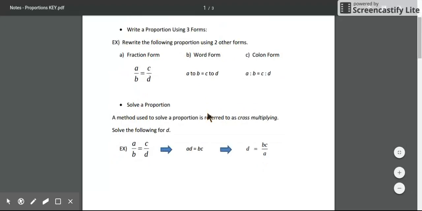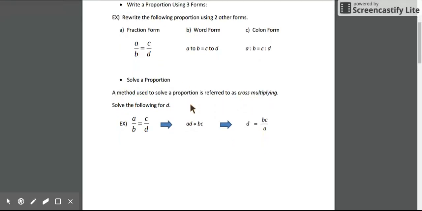To solve a proportion, to find one of these unknown values, if we're missing one of those values, we use a method called cross multiplying. So the way that we can cross multiply is to think about multiplying diagonally. So if I want to rewrite this proportion after I cross multiply, I'm just going to look at my two diagonal products here. I could do A times D and then set it equal to the other diagonal multiplication, B times C.